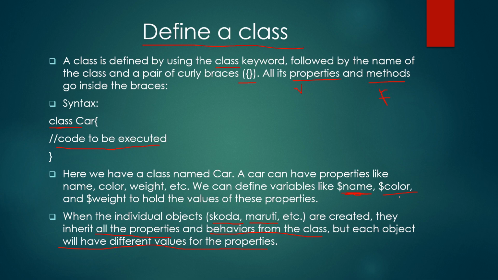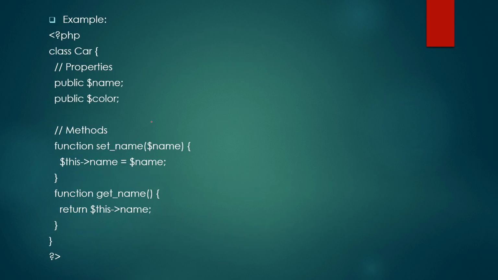So basically here everything is in the object form. We generally call it an object rather than a class. Everything is an object in object-oriented programming. So now let's go to the example.